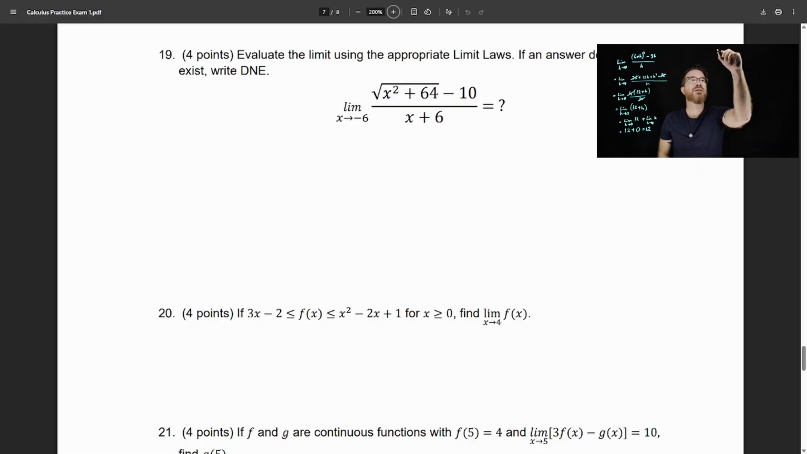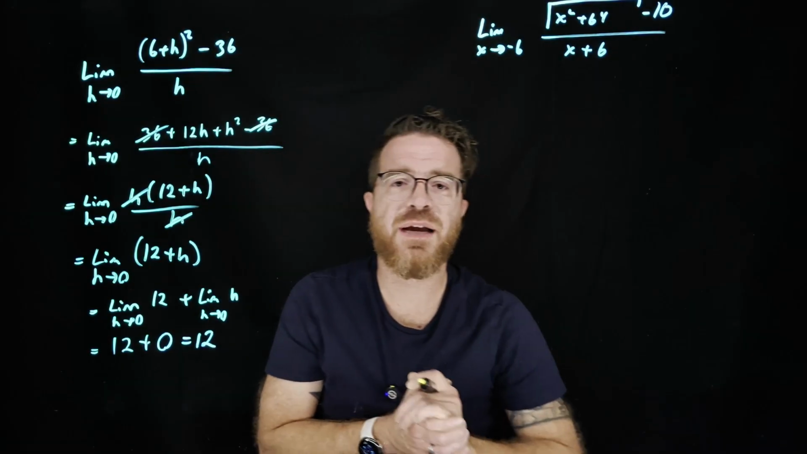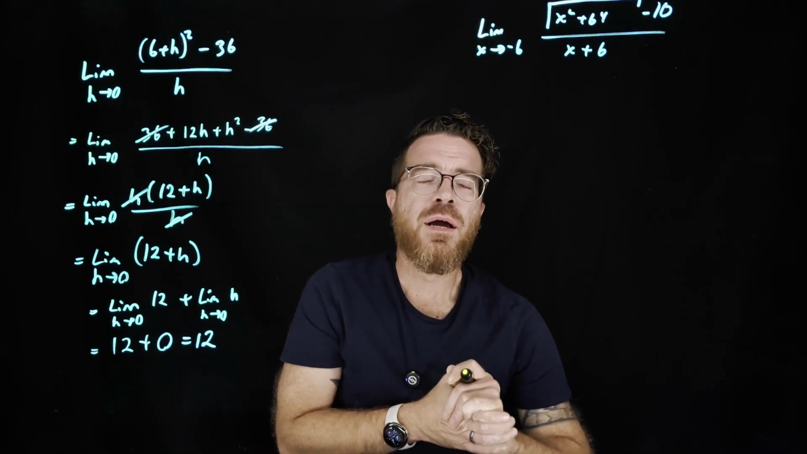Okay, so now our next problem is that we have the limit as x approaches -6 of the square root of x squared plus 64, minus 10, divided by x plus 6. So as before, we're going to try using some of our tricks, because if I plug in -6 here, I'm going to have a 0 in the denominator.